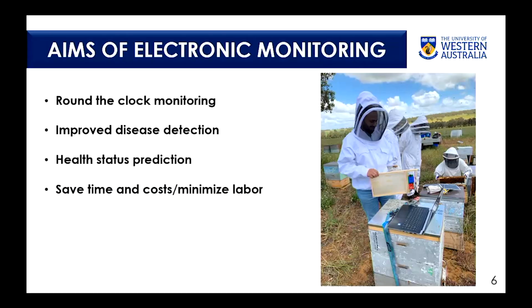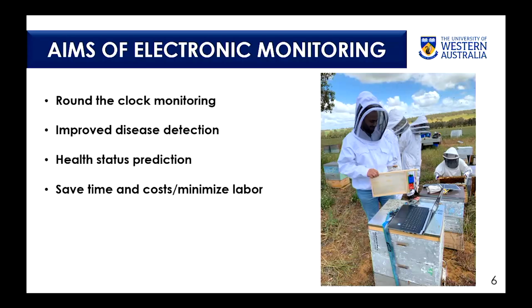So what are our major objectives of electronic monitoring? First of all, we want round-the-clock monitoring. Since the sensors are inside the hive, they can continuously monitor the data and transmit it. We do not have to open the hives anymore. If you are opening the hive to check it, that can be done only a few times in weeks. But with electronic monitoring, you get round-the-clock monitoring. And since you are monitoring round the clock, if something goes wrong, you find out immediately. So that improves the detection of disease.